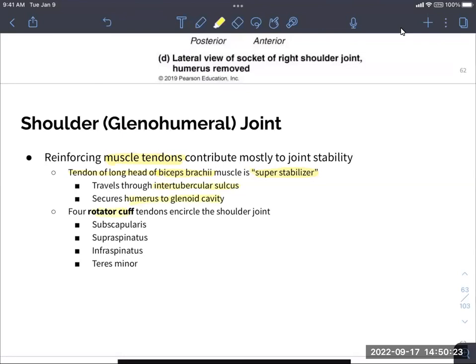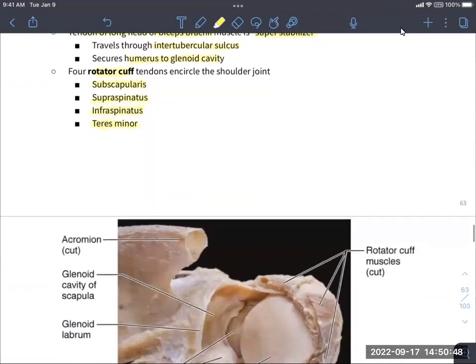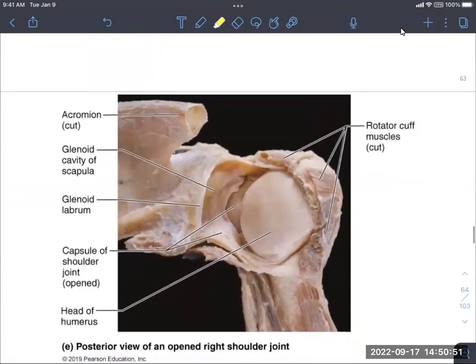We also have the four muscles that make up the rotator cuff. It's their tendons anyways, but they're connected to the muscles. So we have subscapularis, supraspinatus, infraspinatus, and teres minor. These are all muscles that are on or around the scapula that attach somewhere on that shoulder joint. So you can see they cut off those rotator cuff muscles, and how they help to protect over that joint. That's important. It helps keep everything together.